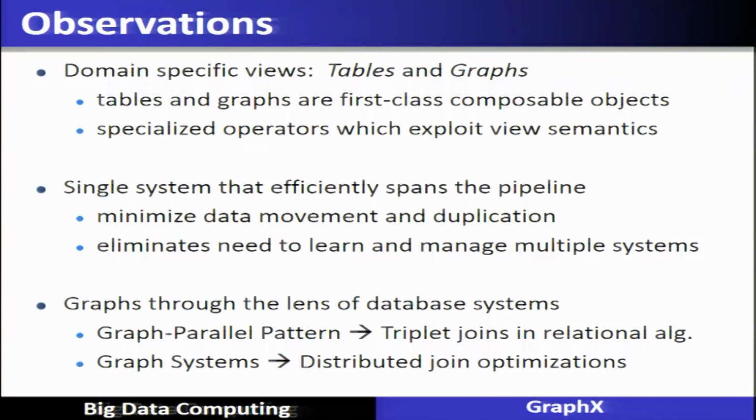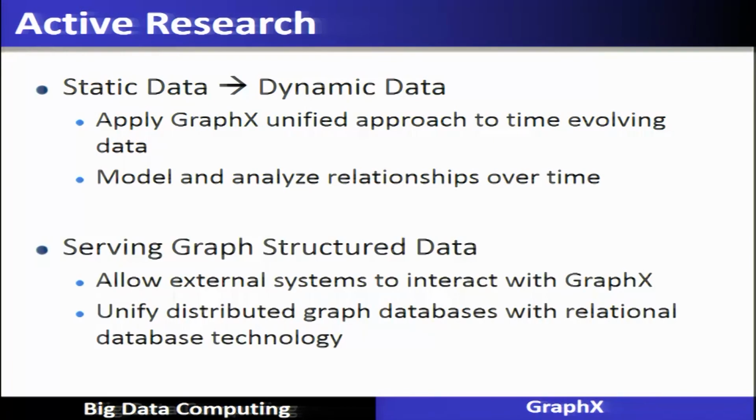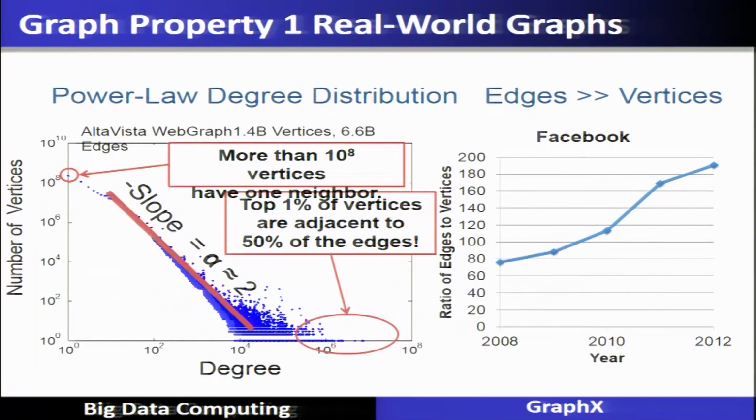Looking at graphs through the lens of database systems, we can use different relational SQL queries on top of the graph, and various distributed join operations are also supported. This has become an active area of research: how from static data we can build dynamic data by applying the GraphX unified approach to a time-evolving data model and analyze relationships over time. Serving graph-structured data allows external systems to interact with the graph and unifies the distributed graph database with relational database technologies.